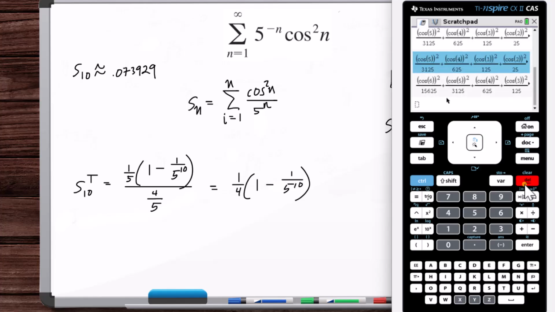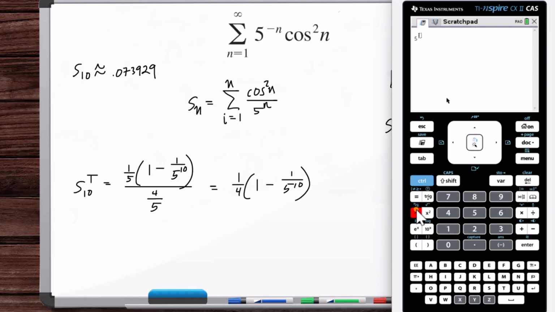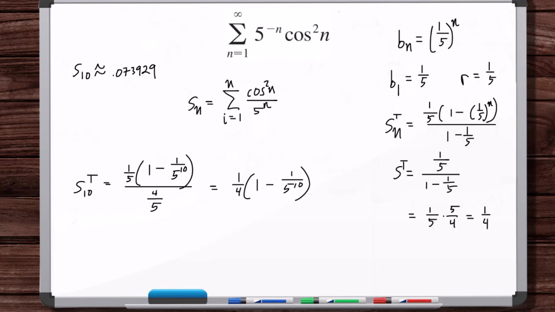So, okay. 5 to the 10th is going to be really big. 1 divided by that is that. 1 minus that times 1/4. Okay, so this is approximately equal to what? 0.25. And why is that? Because this is so tiny. 1 minus this tiny number is pretty much 1.